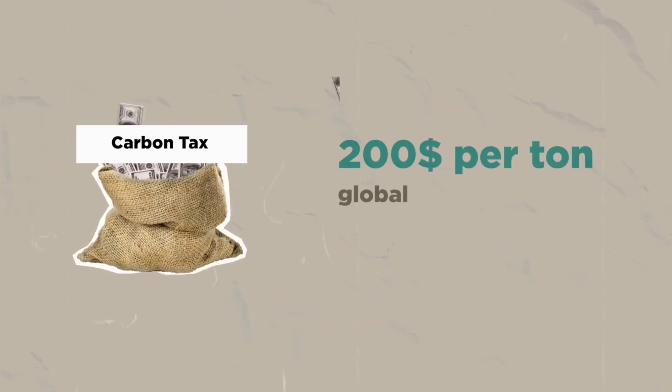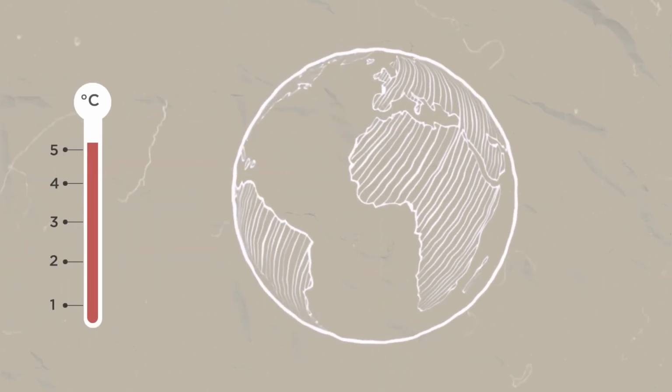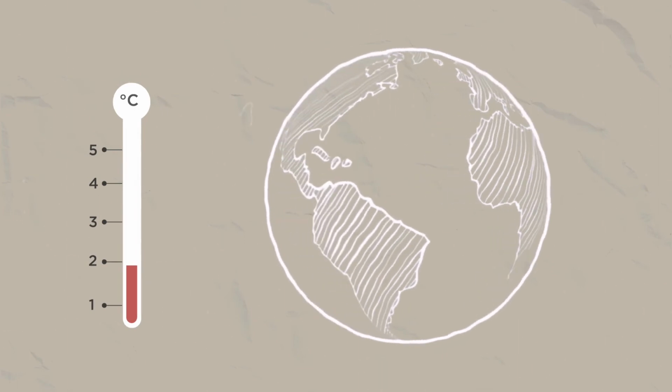Researchers calculate that it would be necessary to implement a global carbon tax of at least $200 per ton to meet the target of keeping warming below 2 degrees Celsius for the entire current century.